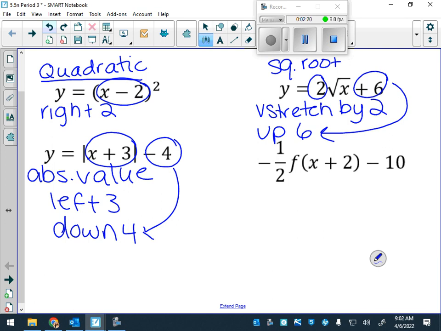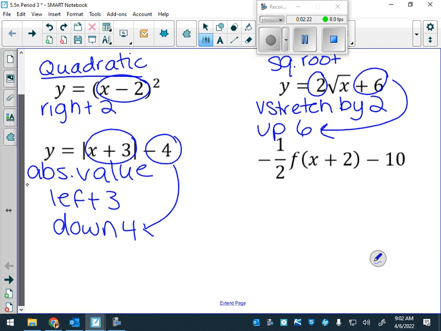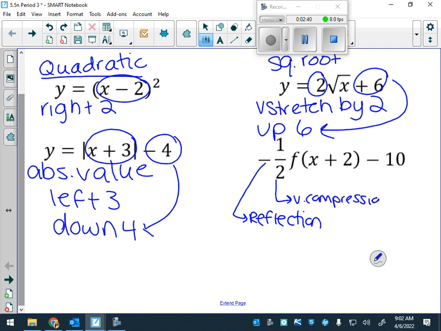Then we have our last one, a random function. What is one transformation? The reflection because of the negative. James, what else? Vertical compression or shrink by 1/2. Excellent. Okay, what else? Coop? We have left 2. And what else? Lift. And then we have down 10.